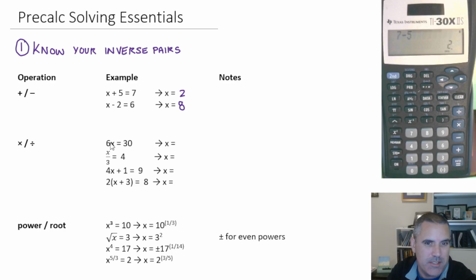So here we're trying to get rid of a 6. Now when we write this, the operation between them is multiplication. We're trying to undo it. So we're going to divide both sides by 6. 30 over 6 is 5. Here we're going to multiply both sides by 3. We're going to get 12.